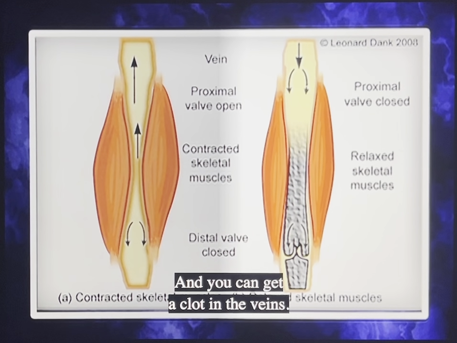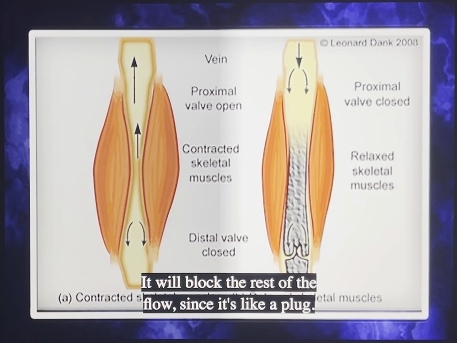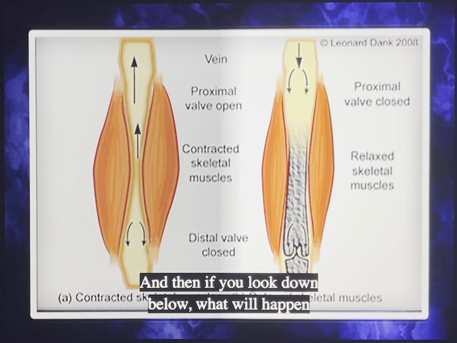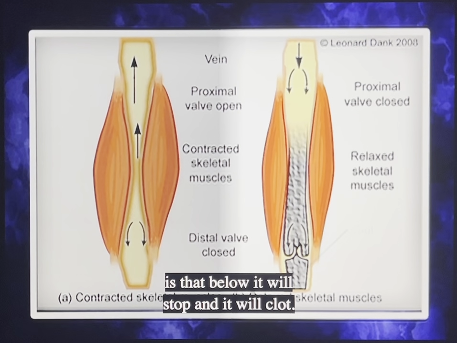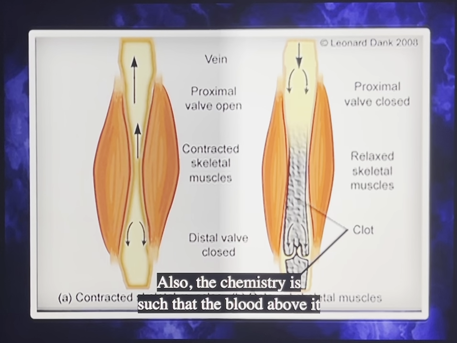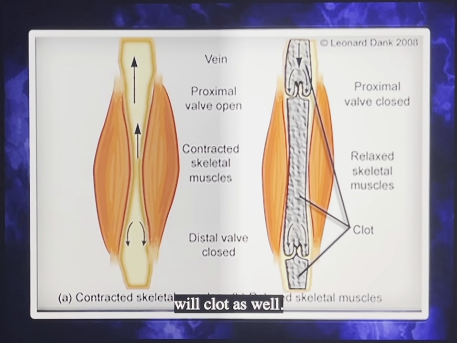And you can get a clot in the veins, very common, called thrombophlebitis, and this clot will then become a solid mass. It will block the rest of the flow, since it's like a plug. And then if you look down below, the blood below it will stop, and it will clot. Also, the chemistry is such that the blood above it will clot as well. Clots tend to propagate clots.